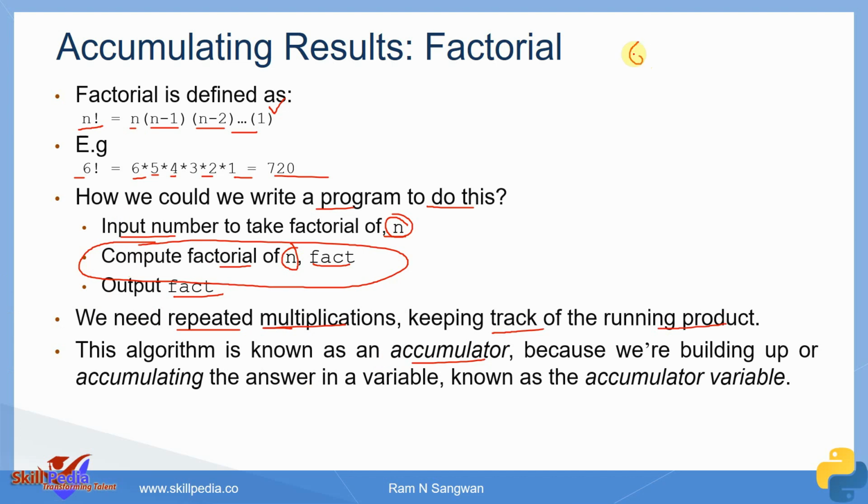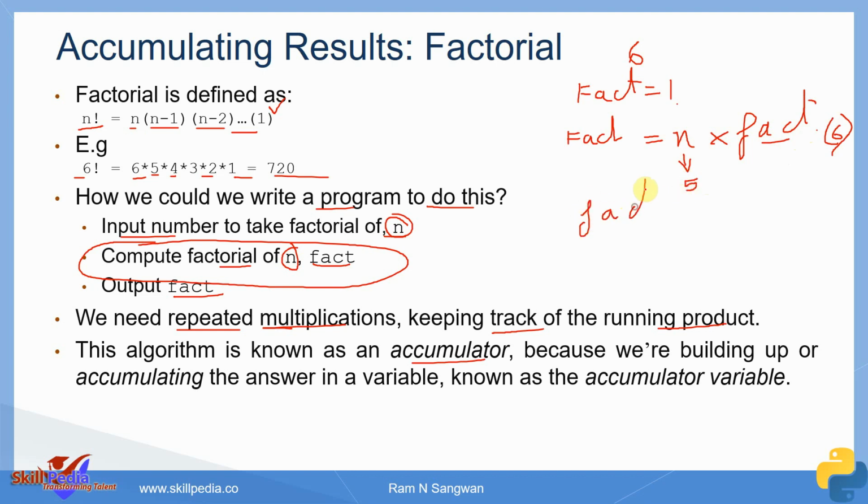Like I'll start with n equal to 6. First I'll initialize FACT with 1, and then I'll say FACT equal to n multiplied by FACT. So that comes out to be 6 multiplied by 1, that gives me 6, right? So we'll have the value 6 here. Then I'll decrease the value of n, it will become 5. So FACT equals 5 multiplied by FACT. Earlier the FACT was 6, so 5 multiplied by 6. So FACT becomes 30.